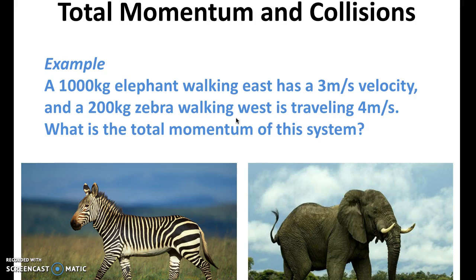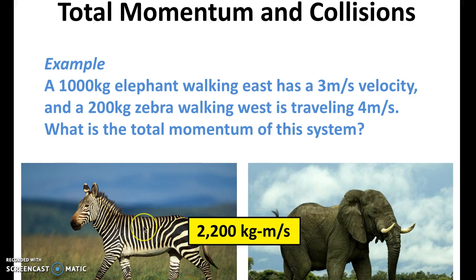Okay, so the zebra has a velocity of 4 meters per second, a mass of 200, so we can multiply those to get 800 kilogram meters per second. We'd say maybe they're negative because he's going this way. Meanwhile, the elephant has a momentum of 1,000 kilograms times 3 meters per second velocity, so 3,000 kilogram meters per second. It's going this way, so it'd be positive, and they would subtract to get us 2,200.